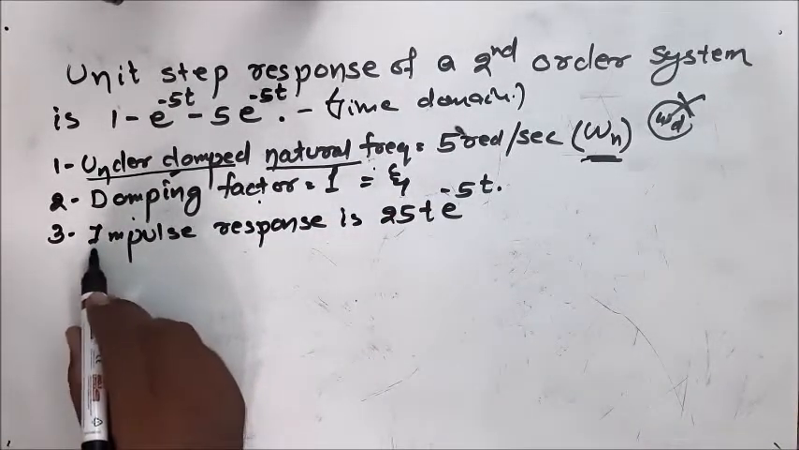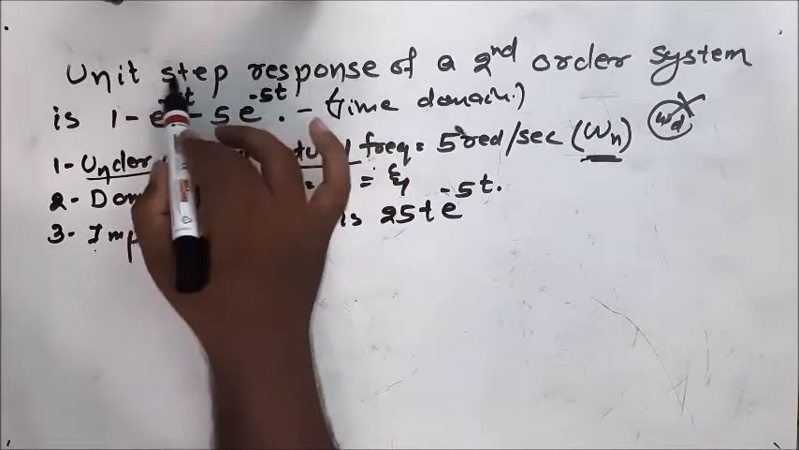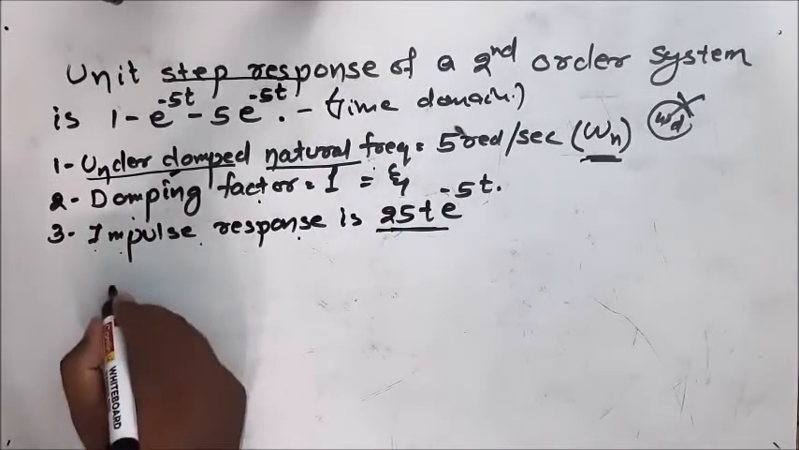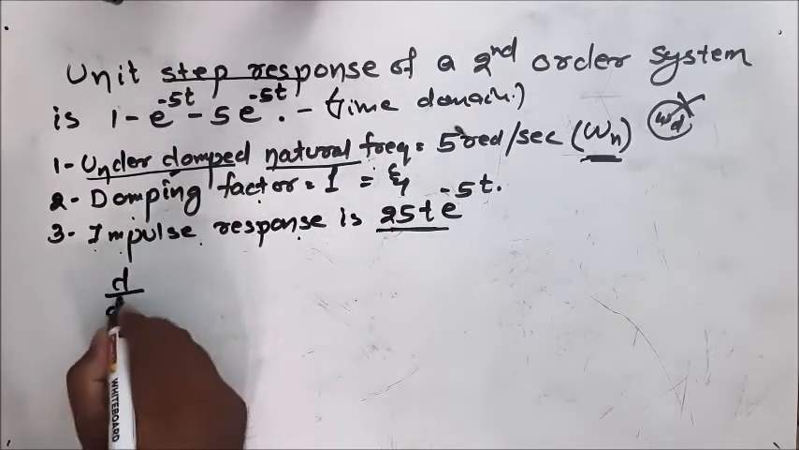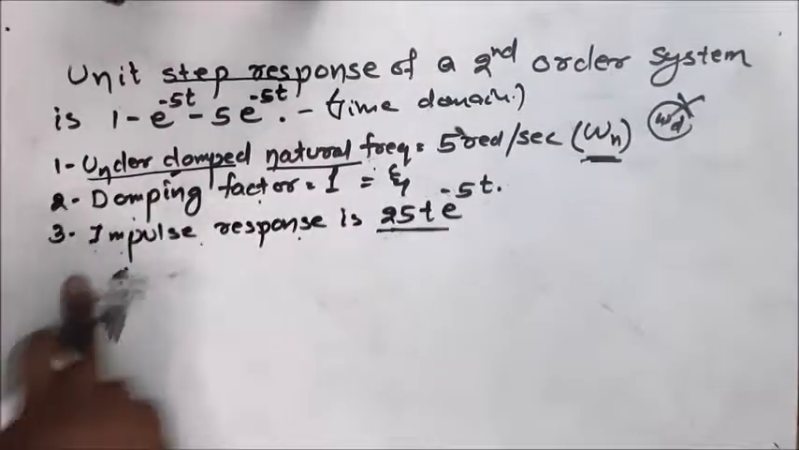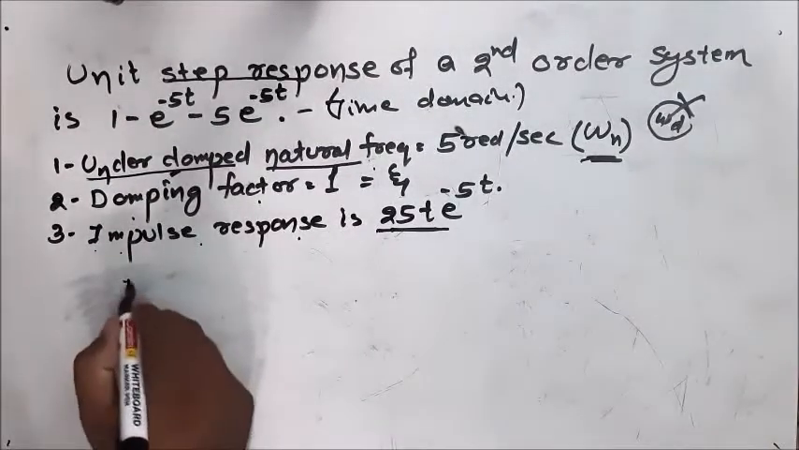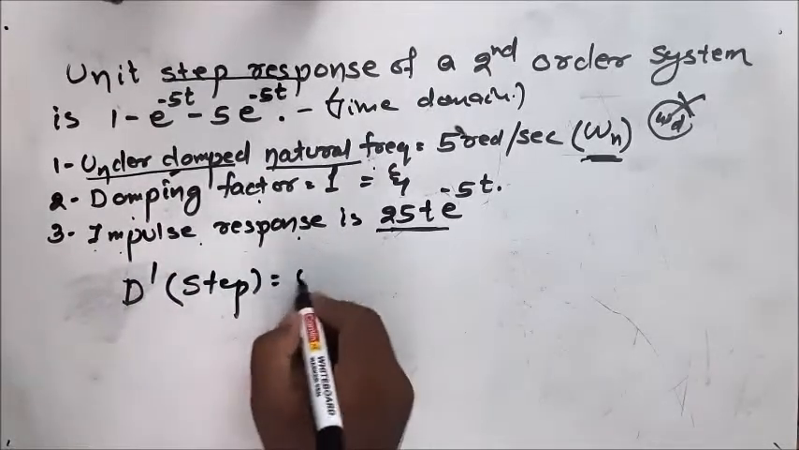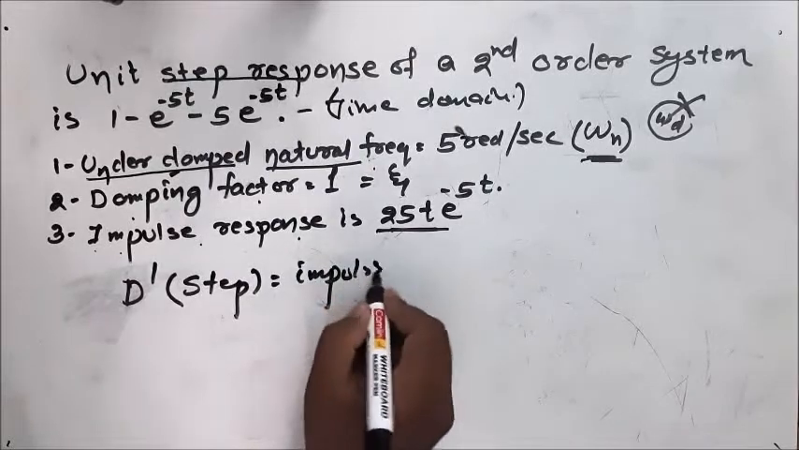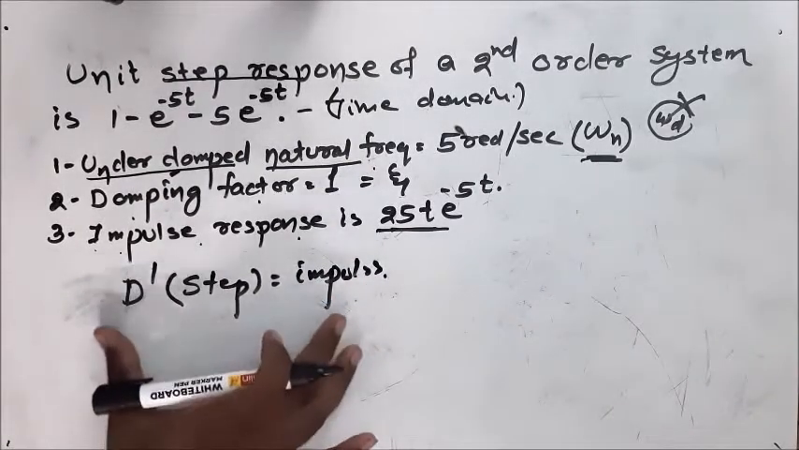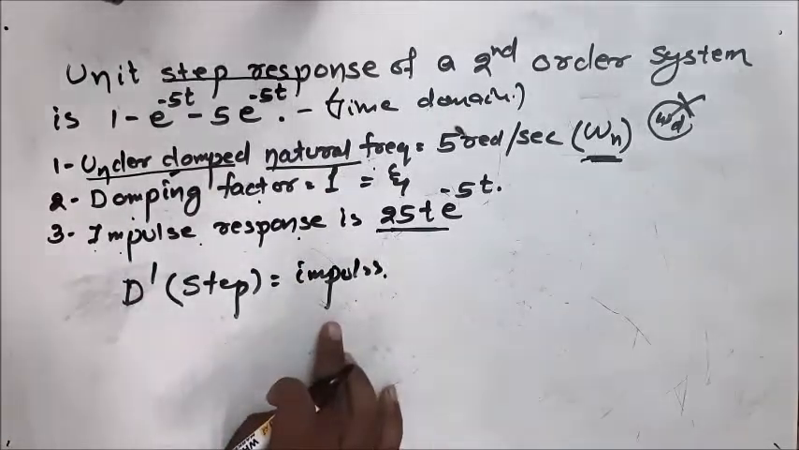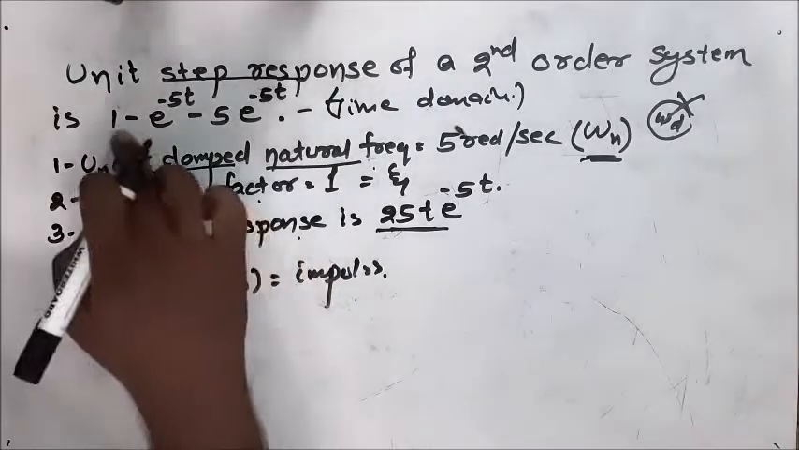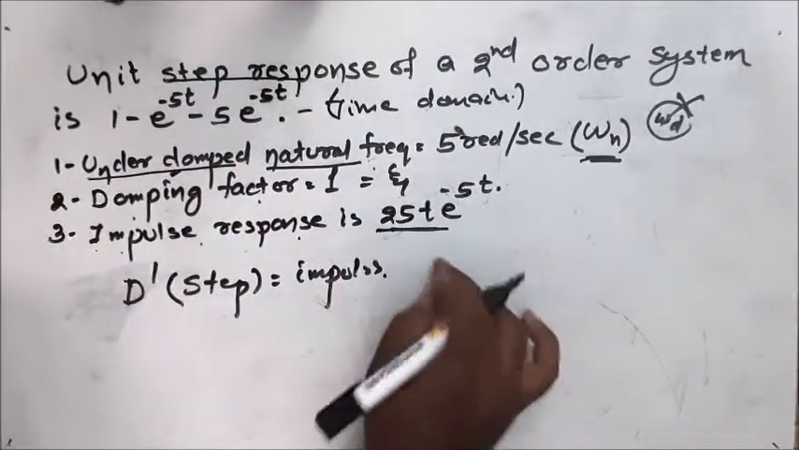Then what is the impulse response? This is a step response that is given. We know that the derivative of step is equal to impulse. Similarly, you can write the derivative of step response equals impulse response. So you take the derivative of this value and you get the impulse response. Let me check it out.